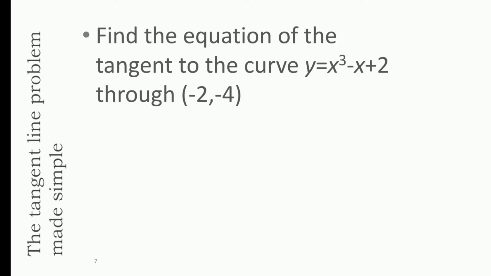So the tangent line problem is the simple version of a Taylor polynomial, because a tangent line is just a Taylor polynomial of degree 1. Degree 1 meaning that it is perfect at the point in terms of the function value and the slope, and that's it. So let's go ahead and do a tangent line. I want to find the equation of the tangent to the curve y equals x cubed minus x plus 2 at this point. I'll give you a minute to try this out.